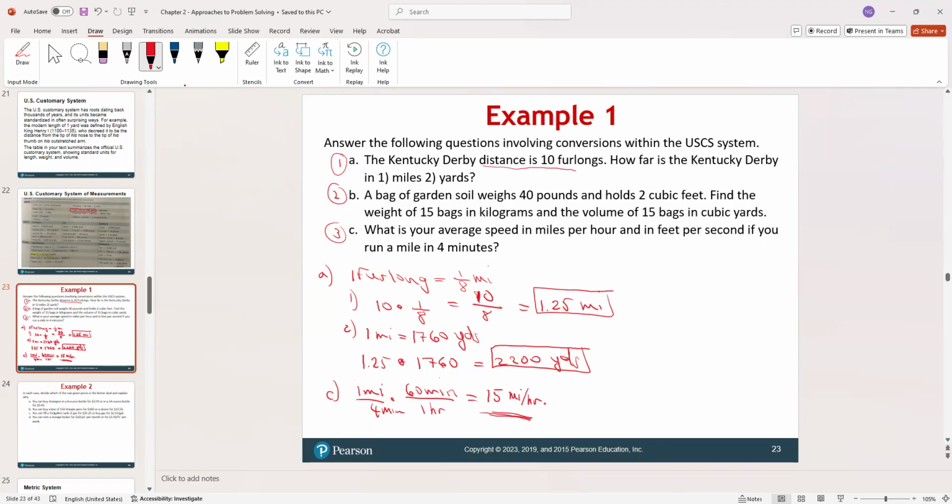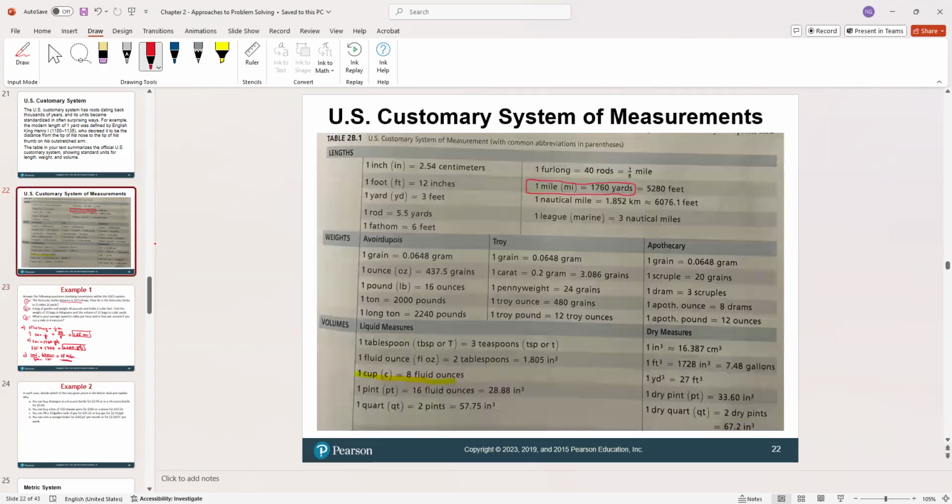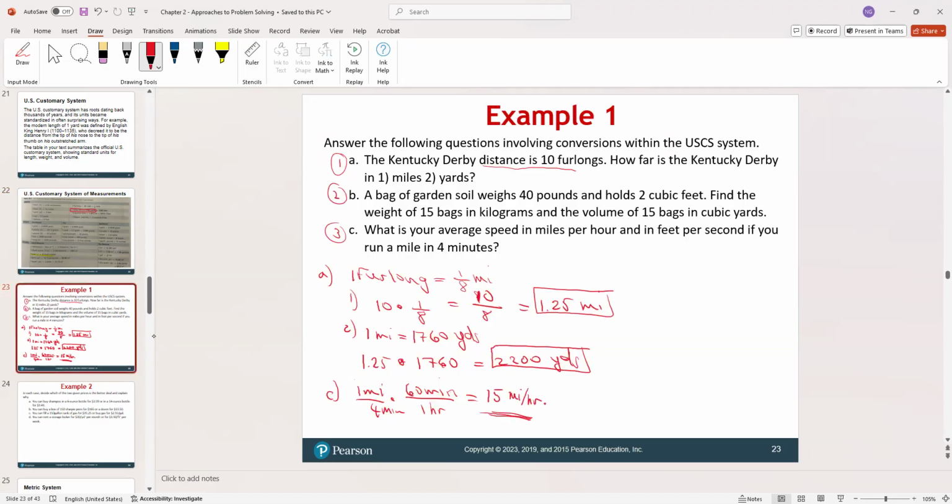So the second part, how that works, they ask us to do it in seconds, feet per second. And we know 1 mile in feet is 5,280. So remember, 1 mile is 5,280 feet, right?